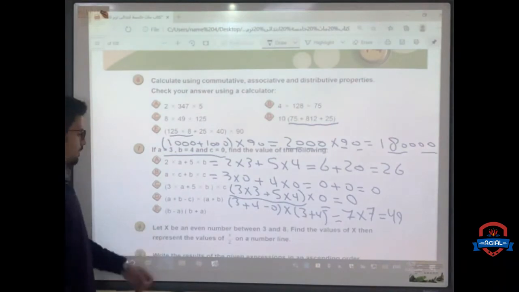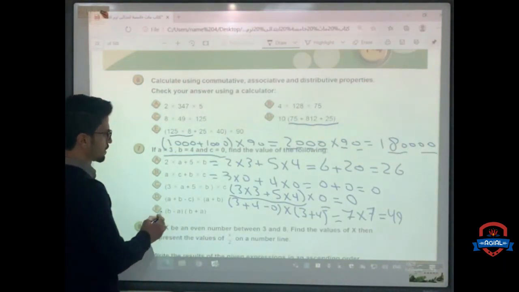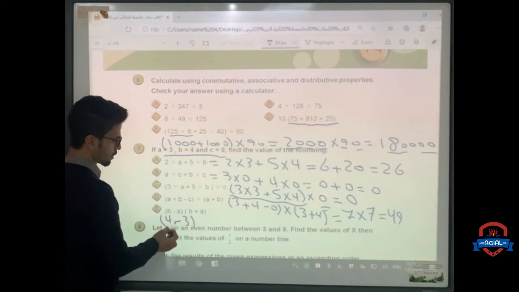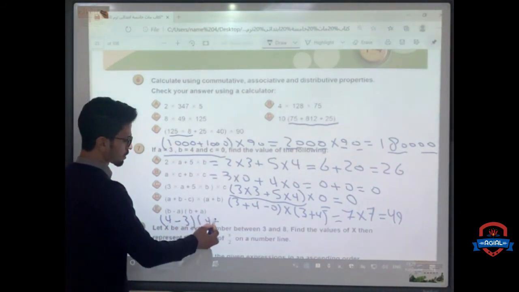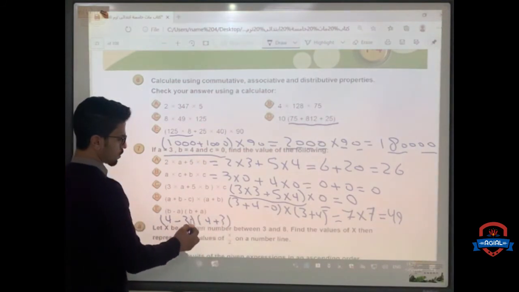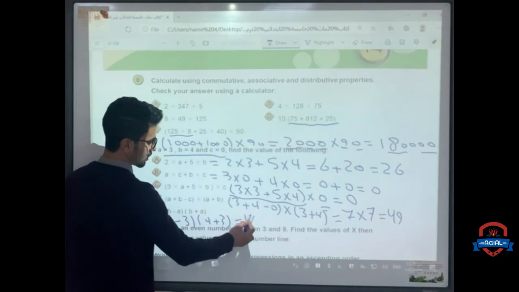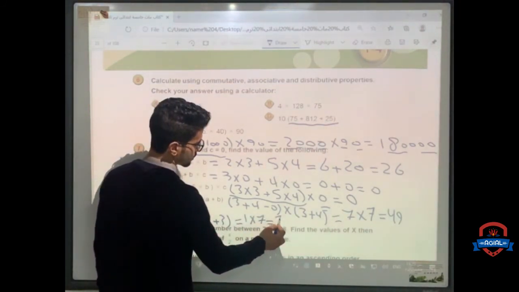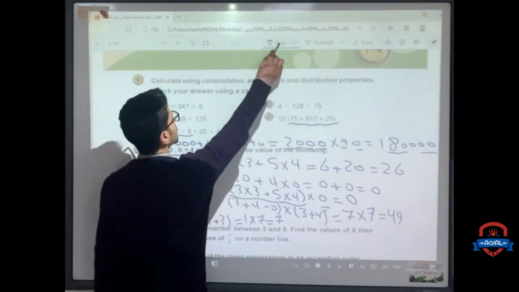And in letter E, we have B minus A times B plus A, and we notice that B equals 4, so we have to replace it by 4, and A equals 3, so we replace it by 3, so 4 minus 3 times 4 plus 3. Okay, so we have 4 minus 3 equals 1, and 4 plus 3 equals 7, so we have 1 times 7 equals 7. And now let's look at the question number 8.